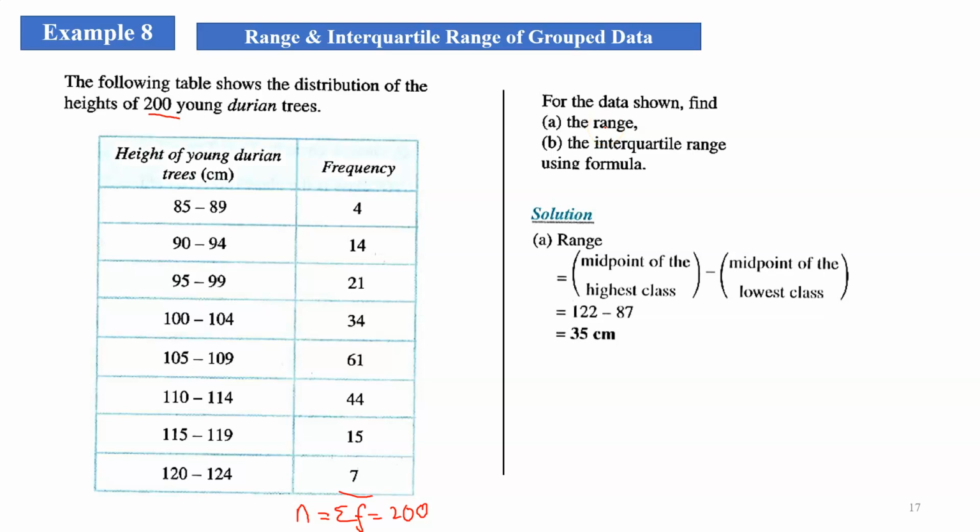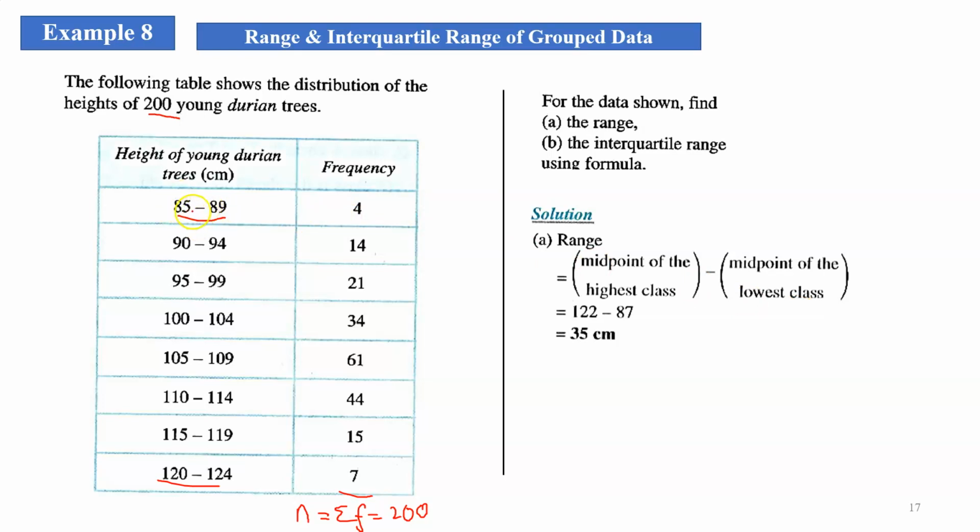Okay. So for the data shown, find the range. Cari range kamu. How do you find range? Find the highest minus the lowest. Yang highest apa? Yang highest you cari midpoint of the highest class. Ini yang paling tinggi kan? Highest. This is the highest. This one is the highest. The lowest is this one. Tapi you tidak tahu yang which one, which di antara ni.